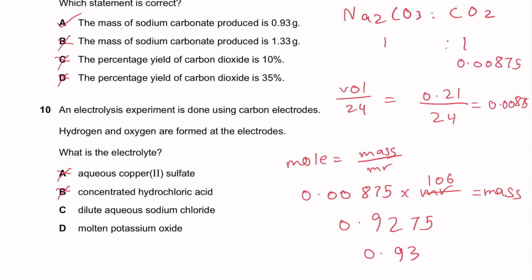Dilute aqueous sodium chloride. If it would be electrolyzed, hydrogen and oxygen would be formed, so it's correct. Molten potassium oxide is wrong, because if it would be electrolyzed, potassium and oxygen would be formed.